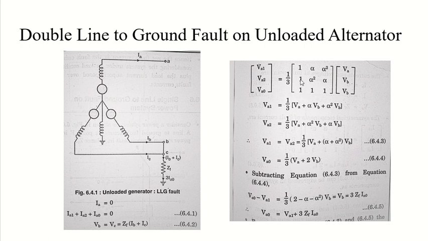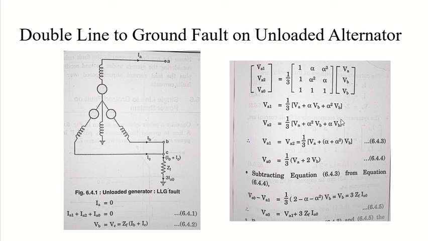Same ways we can find the value for VA2 as well. It will be same as well, VA plus alpha square VB plus alpha VB. But the value of VA0 will be one third VA plus VB plus VB, which means one third VA plus 2 VB. So now you have values of VA1, VA2 and VA0. And also see here VA1 and VA2 are equal, right? There is no difference between them, just the terms are getting rearranged. So basically both of them are equal.